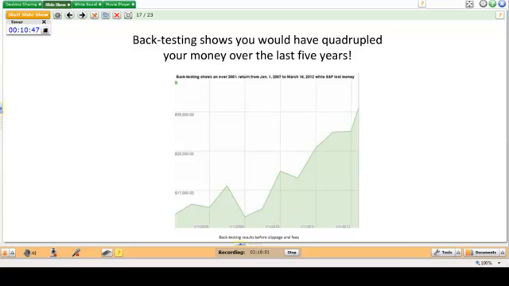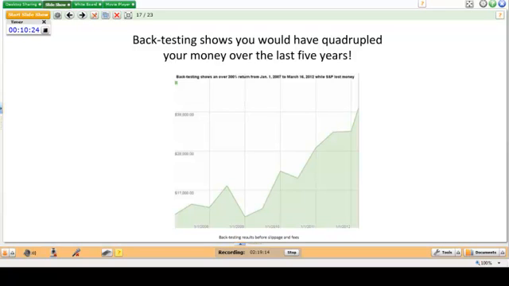So this is a methodology that we started to investigate last year, and it's a very complex set of screens, but we backtested this approach without using any technical analysis, and we found that it would have quadrupled your money over the last 5 years before commissions and fees and slippage.